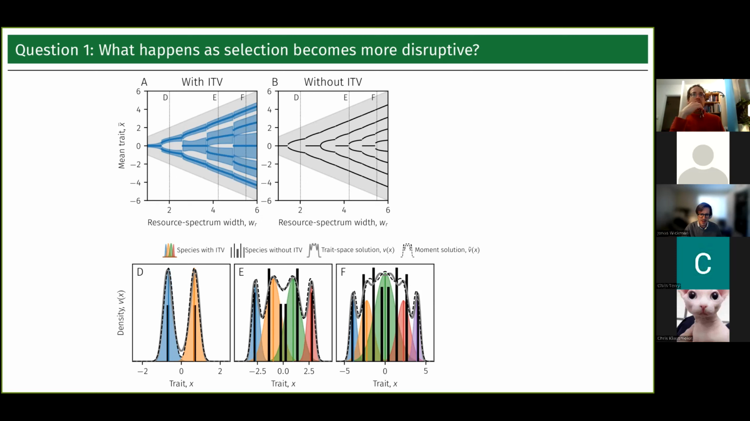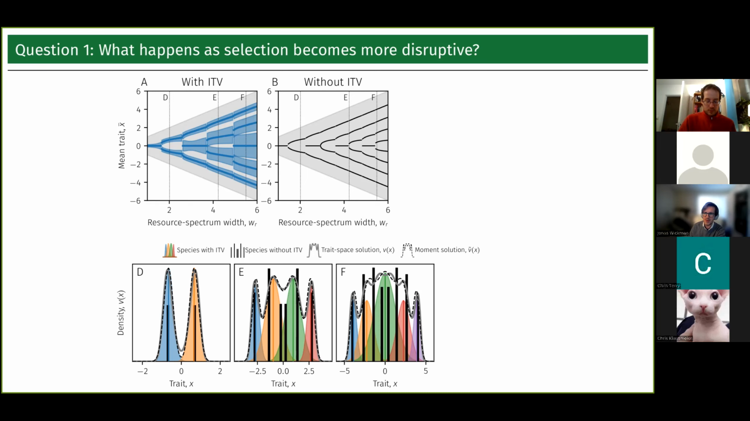It's also worth noting that when we do include intraspecific trait variation, we get quite different levels of trait variation within each species. The central species has a lot of variation, and the peripheral species have very little variation. So even if we try to use a framework with a fixed trait variation, as you sometimes do, it would not have been able to capture this outcome very well. So that is question 1.